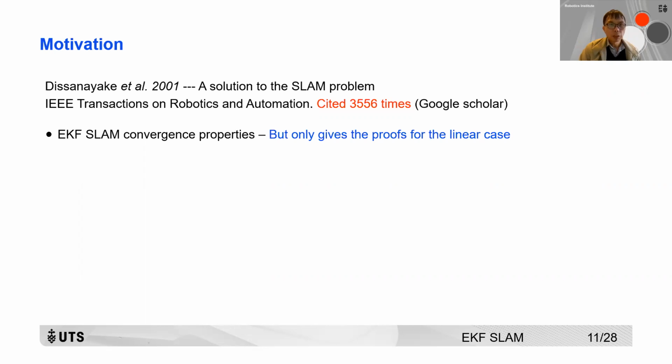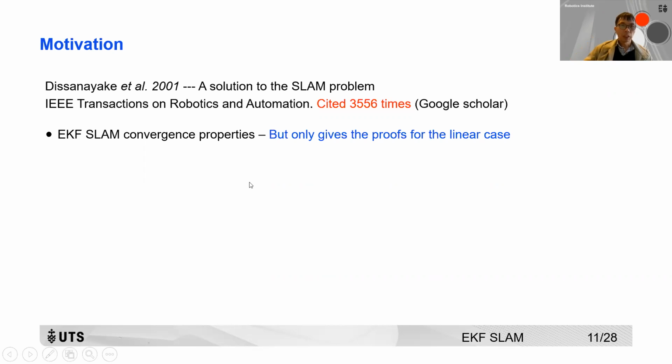The problem of that paper is the proof is given for the case when the models are linear. So the extended Kalman filter uses a nonlinear process model and a nonlinear observation model, but in the proof of the paper, they assume the models are all linear.